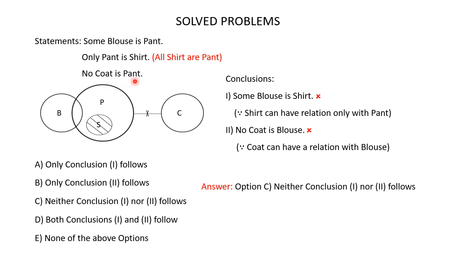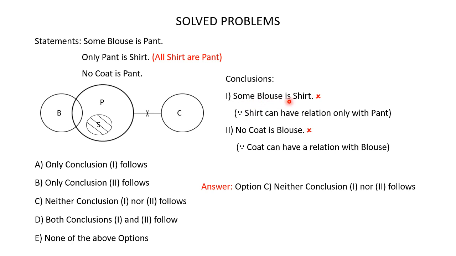No coat is pant. So draw a circle for coat in the Venn diagram and draw a line with a cross mark from coat to pant to indicate that no coat is pant. Now this is the basic Venn diagram for the given statements. Now based on this Venn diagram, let's find out which of the given conclusions follow.